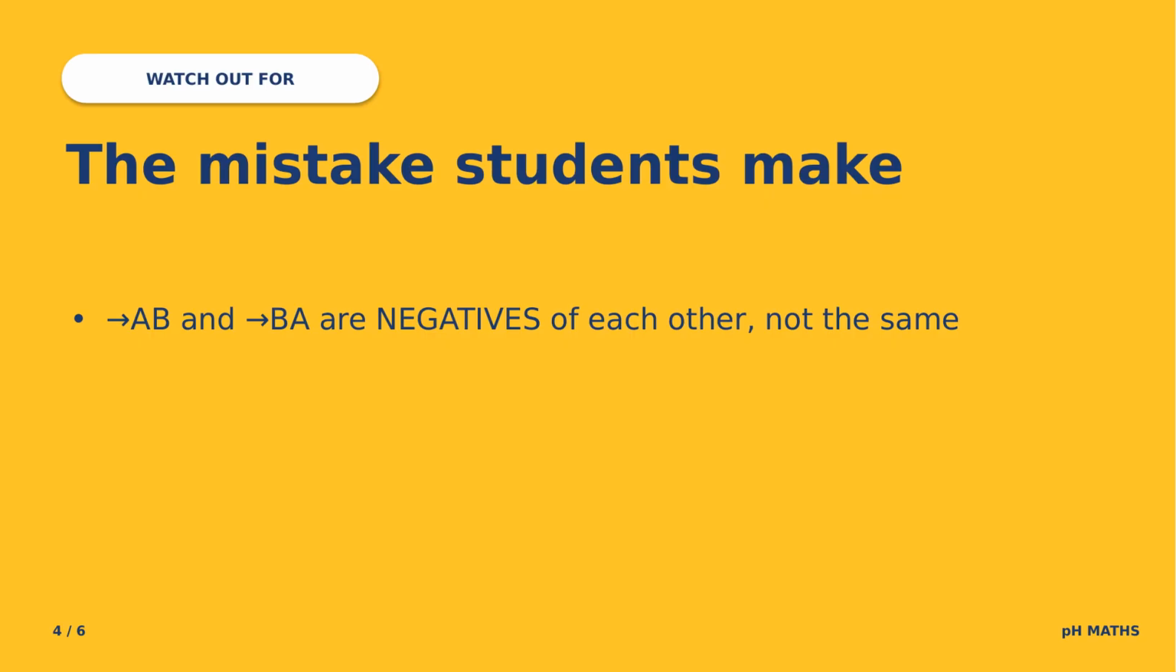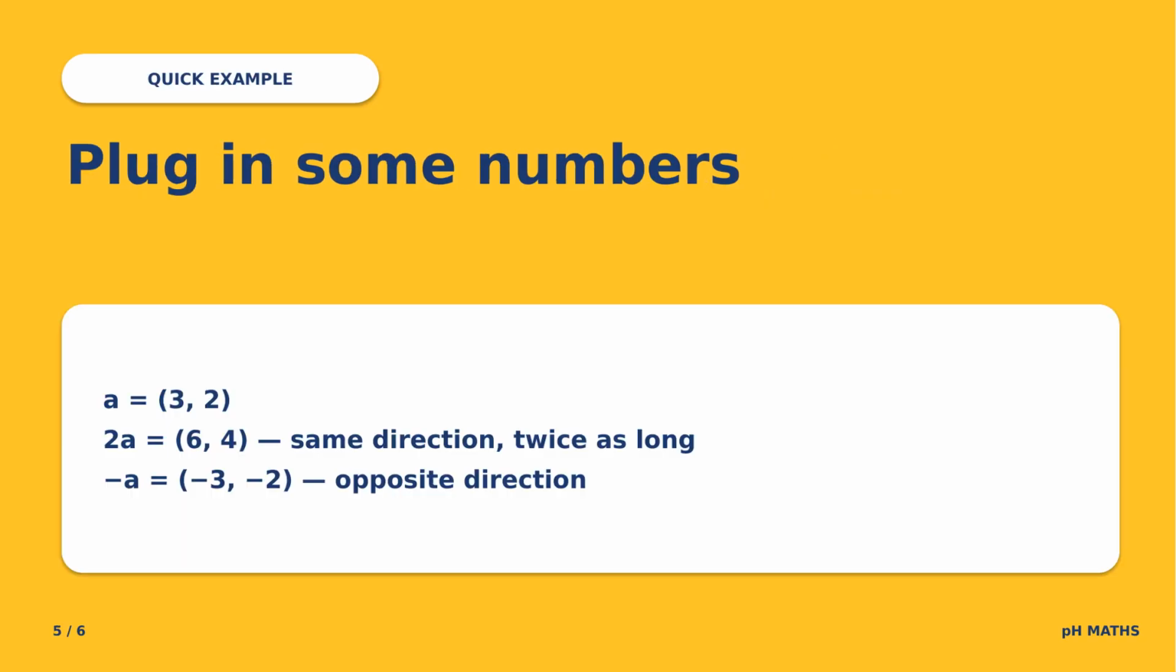Key insight: two vectors are parallel if one is a scalar multiple of the other. So a parallel to b means a = kb for some number k. If k is positive, they point the same way. If k is negative, opposite ways. To check parallelism, divide corresponding components. Same ratio means parallel.